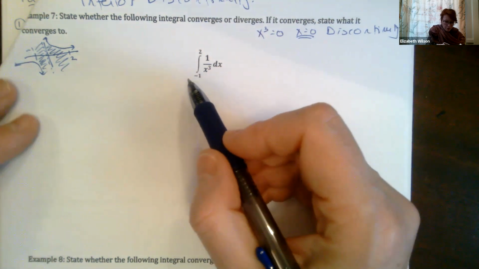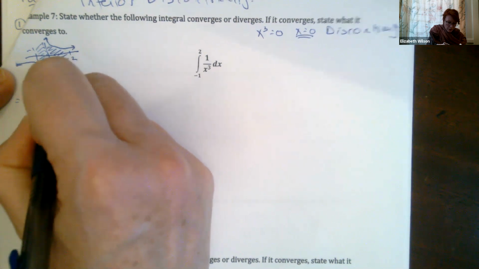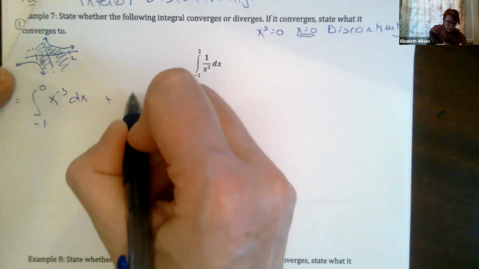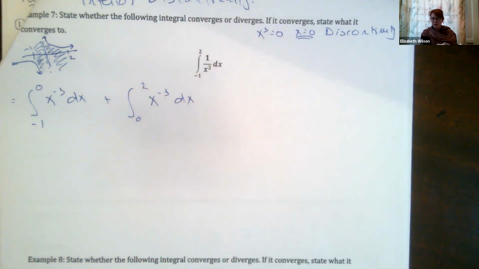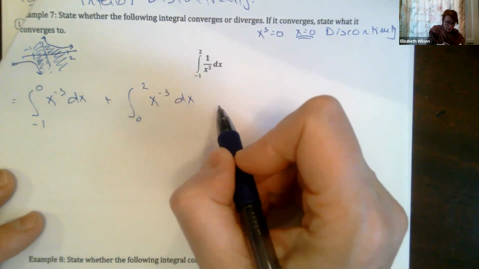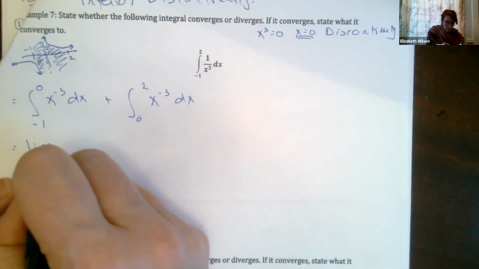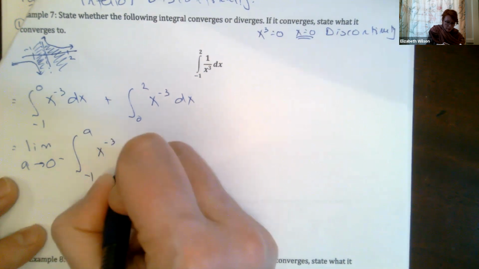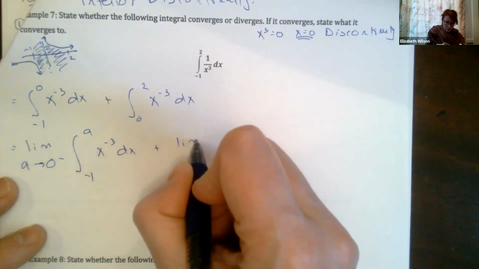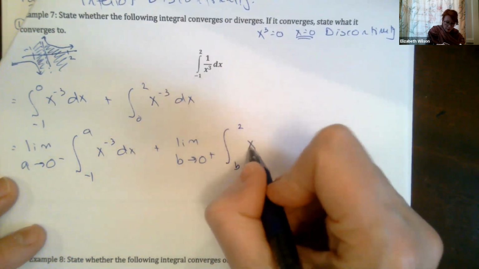So now what that means is I have to break up my integral. So I'm gonna go from -1 to 0, x^-3 dx, plus I'm gonna go from 0 to 2, x^-3 dx. I converted it to a power like that so I can start to get ready. Now I'm gonna convert this into a limit. So this is gonna be the limit as a goes to 0 from the left, -1 to a, x^-3 dx, plus the limit as b goes to 0 from the right, b to 2, x^-3 dx.